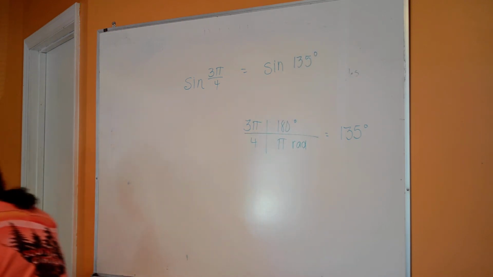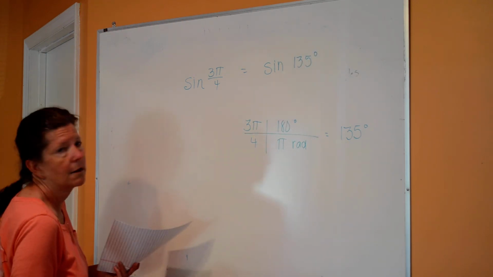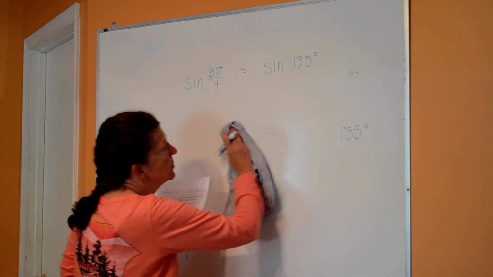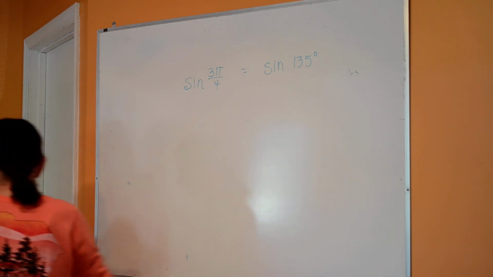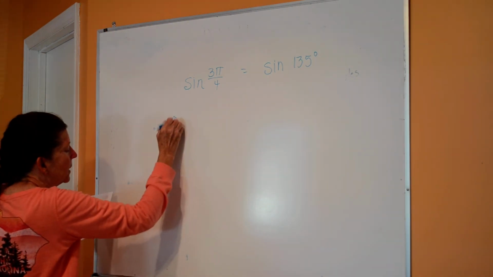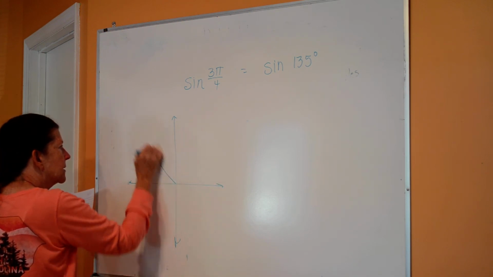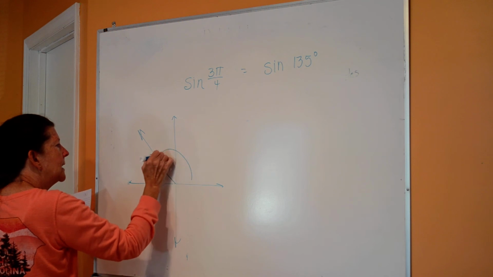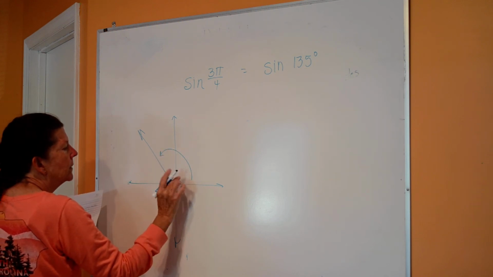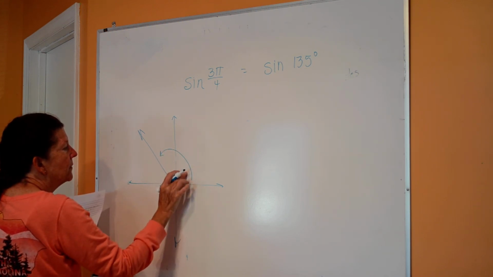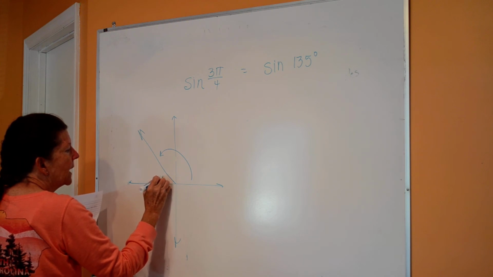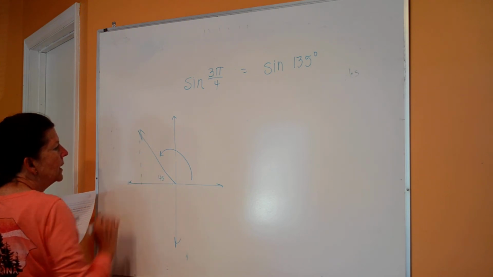You're going to learn later, like in pre-cal, how to do it without converting it. But here in Algebra 2, we're going to go ahead and convert it. Okay, if we're going to put it on a coordinate plane, 135 degrees is right there. So 90 plus 45 more. Okay, so that's 135 degrees, which means this right here is 45 degrees.